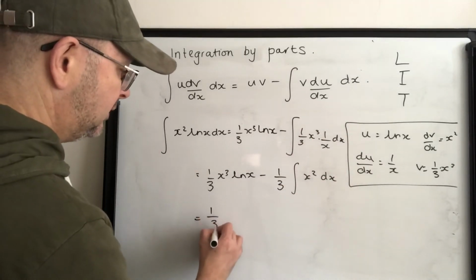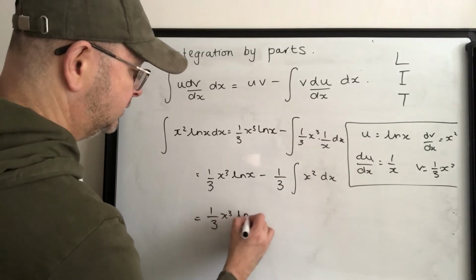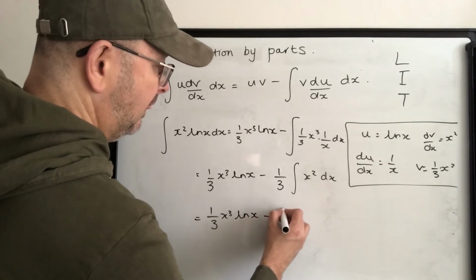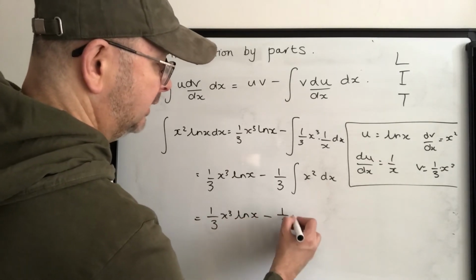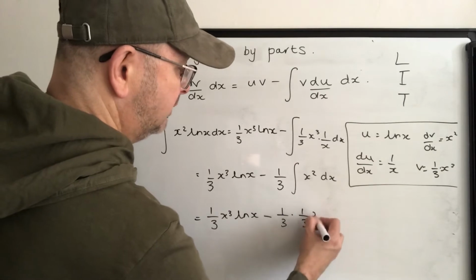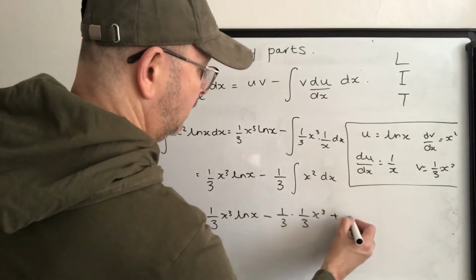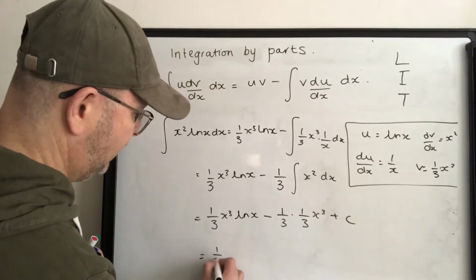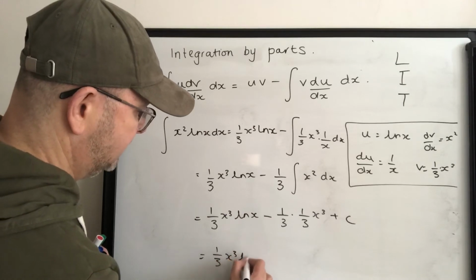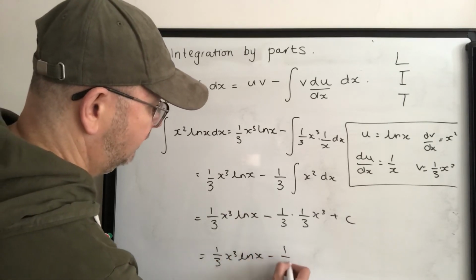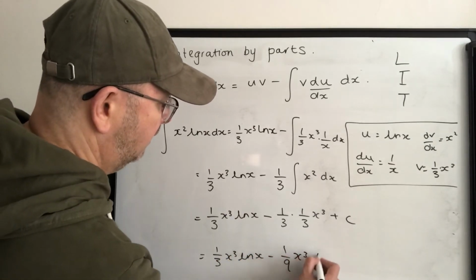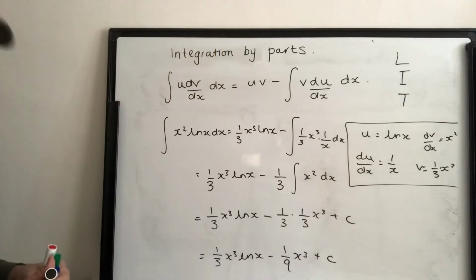And so you get a third x cubed times the natural log of x minus a third times a third x cubed. So the answer is a third x cubed times the natural log of x minus a ninth x cubed plus c. Not many more to go now.